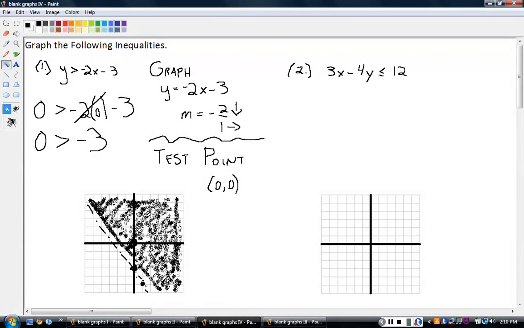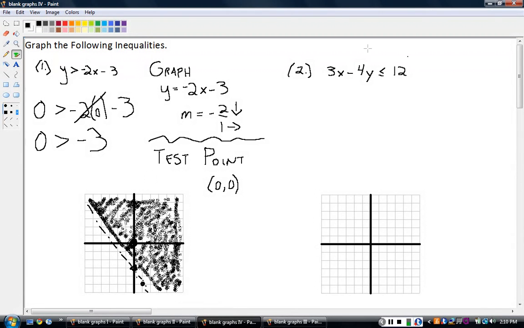Okay, and that's what my answer looks like. It's a little messy, but that's the best I can do. Okay? Step 1, graph the line. Step 2, pick a test point. If you get a true statement, graph everything on that side. If you get a false statement, what we'll do is graph everything on the other side. Okay? Let's try another one.